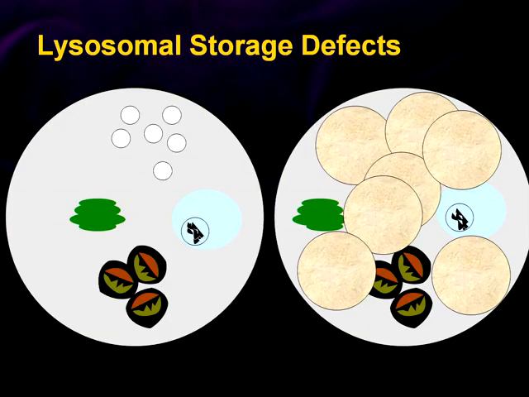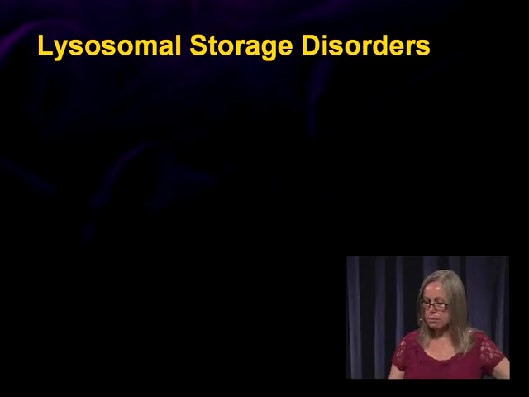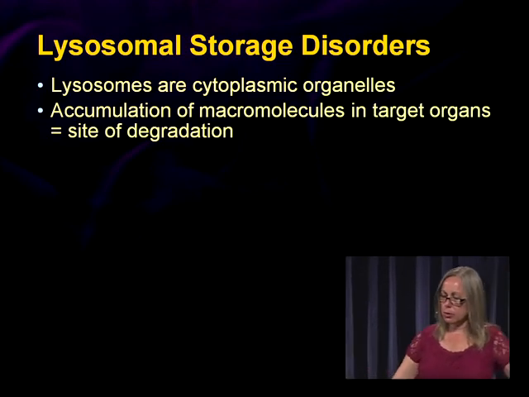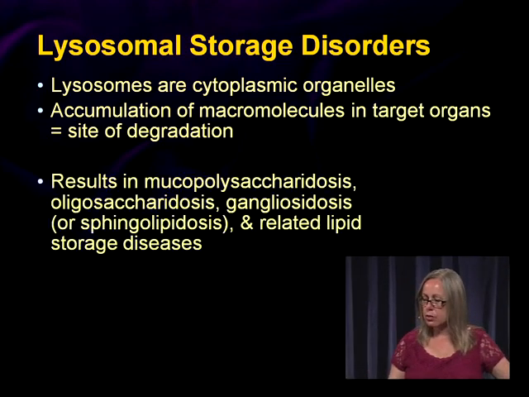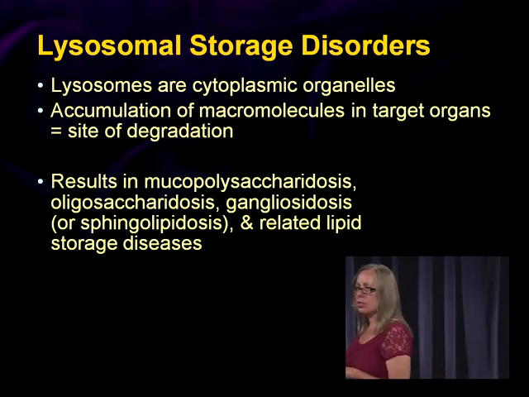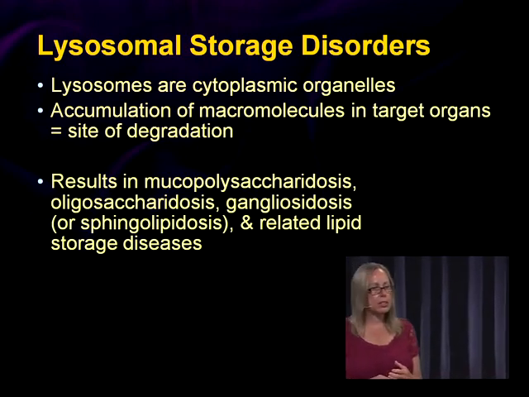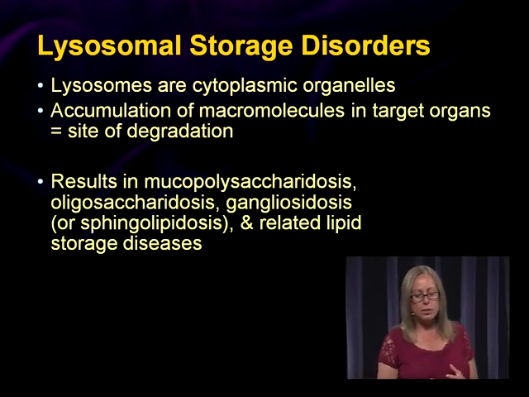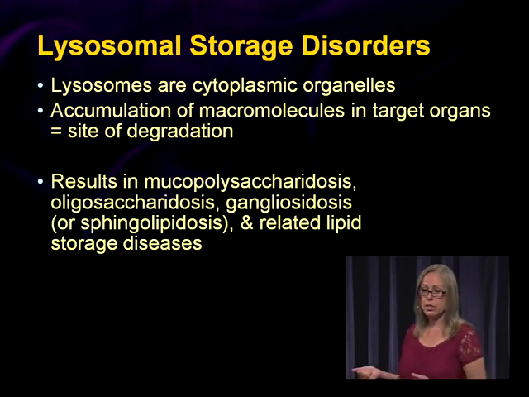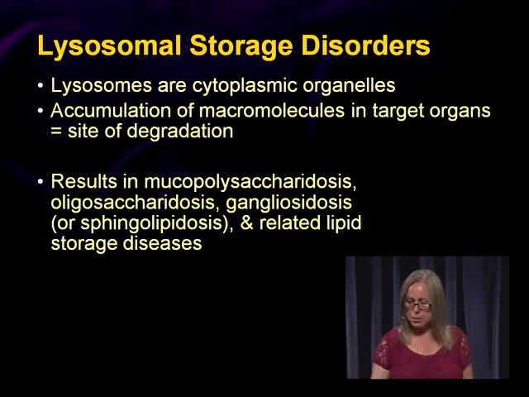So lysosomes are where we store things to be broken down. It's sort of like the trash dump. And we want it to be broken down and reutilized. And so these are the sites of degradation in target organs for macromolecules. And problems in these lysosomes breaking things down give you mucopolysaccharidoses, oligosaccharidoses, gangliosidoses, which are also known as sphingolipidoses, and then related lipid storage diseases.